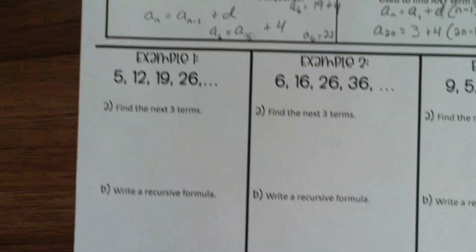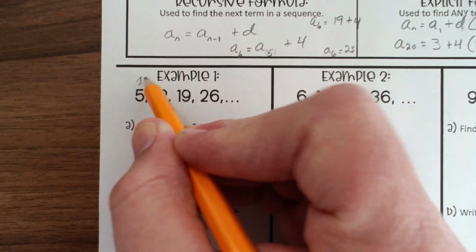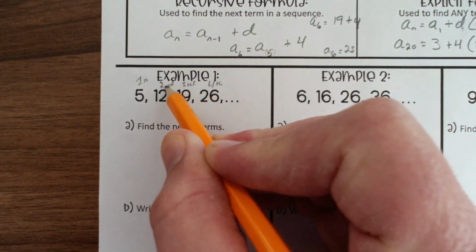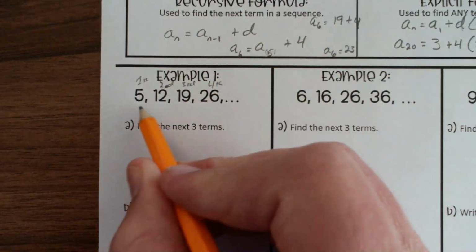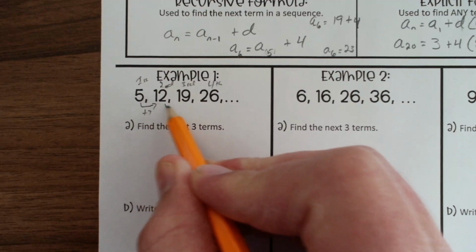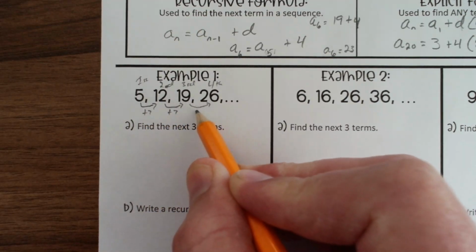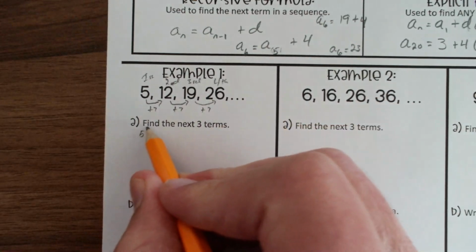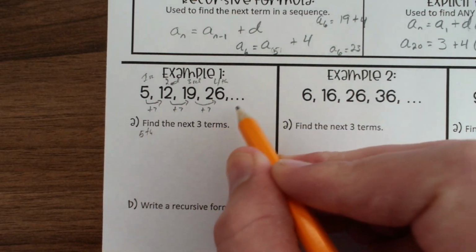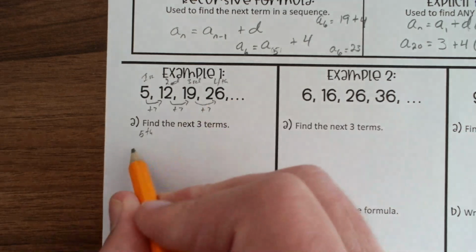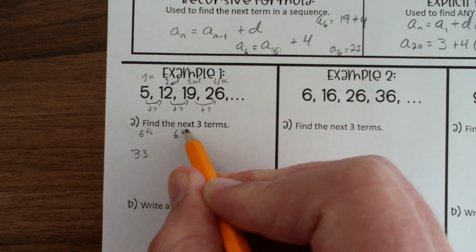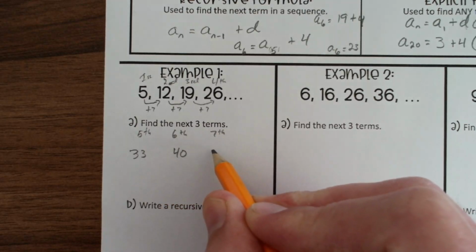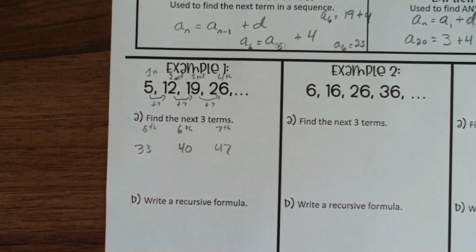Okay, so the very first thing I need to do, this is my first term, this is my second term, this is my third term, this is my fourth term. And this is changing by 7 every single time. It's increasing by 7. So to find my next 3 terms, my fifth term, 26 plus 7, that is 33. My sixth term, 33 plus 7, that's 40. And my seventh term, 40 plus 7, that is 47. So those are my next 3 terms.